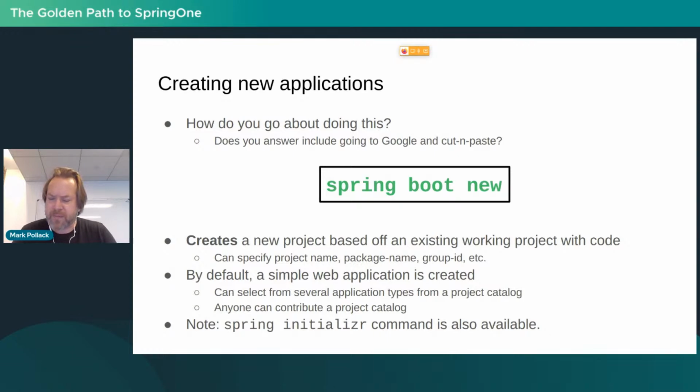So you can have a CI system making sure that that code is up to date and working well and passing tests. And what we do is a small modification of that existing working project. So you can specify things like the package name, the group ID, and the project name, of course.